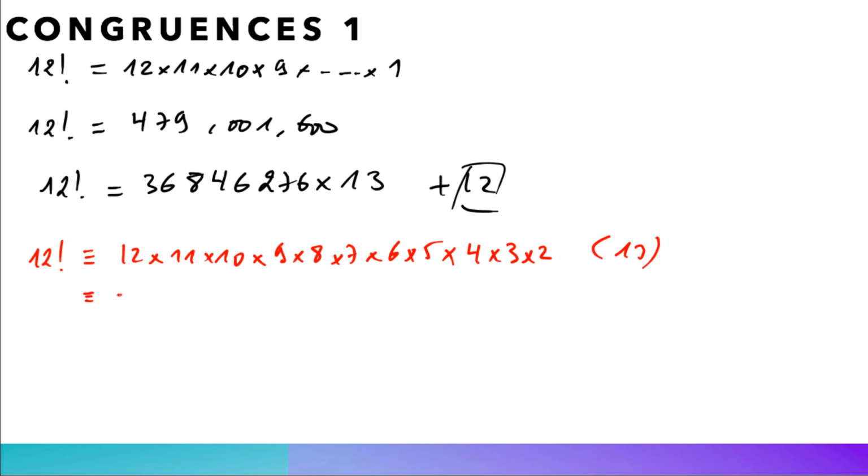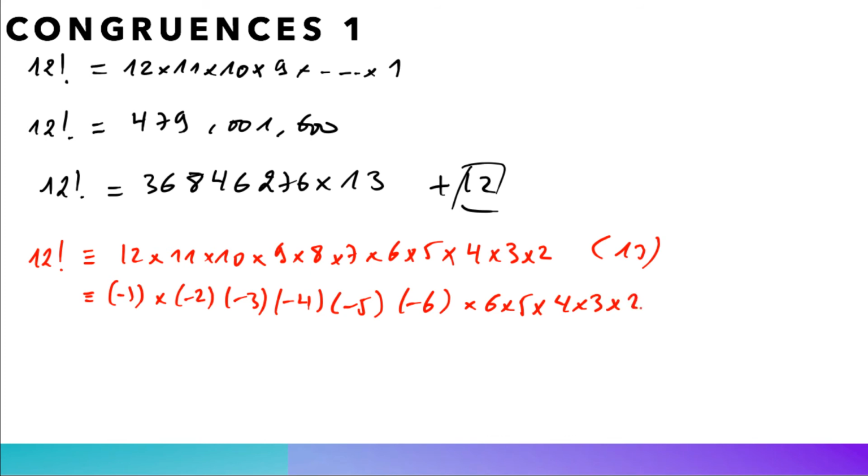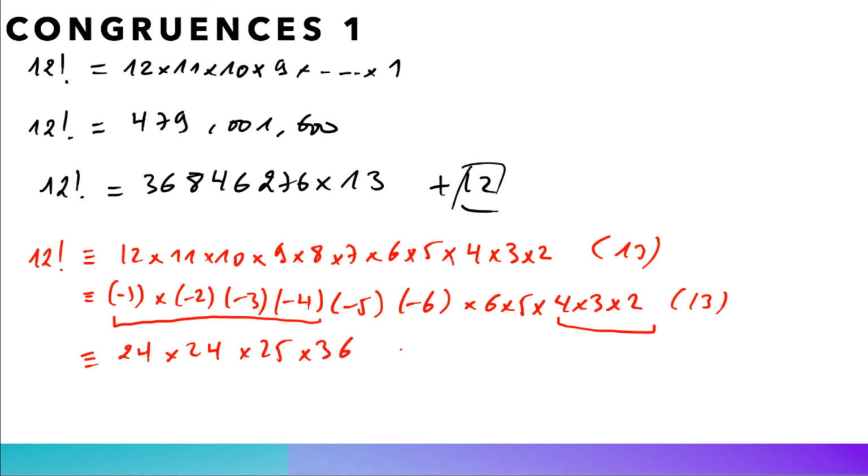So we will write that 12 is minus 1, 11 is minus 2, 10 is minus 3, 9 is minus 4, 8 is minus 5, 7 is minus 6, and all of this times 6 times 5 times 4 times 3 times 2 times 1, of course, but it is useless, modulo 13. And from here, if you compute this number here, we find that it is equal to 24, so this is congruent to 24 times this 24 here, so this is 24 times 24 times 25, all times 36 modulo 13.